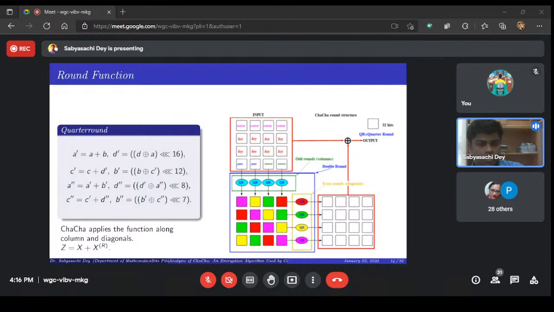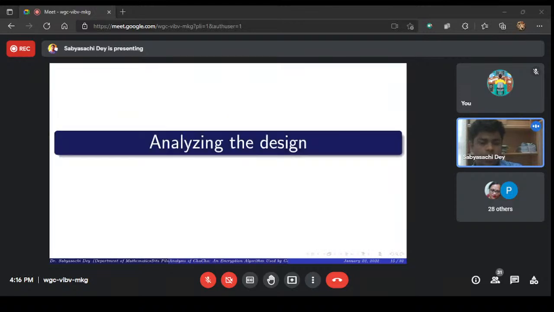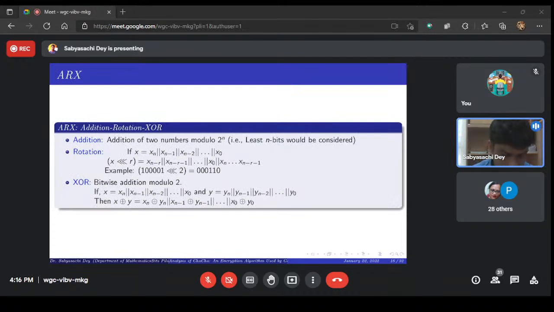Okay, so this is the design. Now I will come to the discussion: what is the efficiency of this ChaCha? Looking at the design, why can we say that this design is an efficient one? ChaCha belongs to a particular category of stream ciphers called ARX. ARX stands for addition, rotation, XOR. There are many ciphers which use only these three operations for their encryption, and ChaCha is one of them.